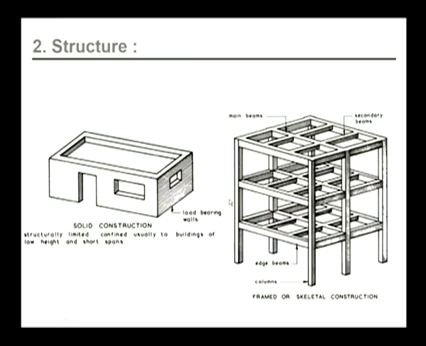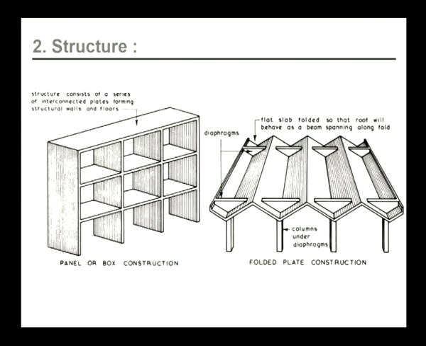This construction comprises main beams, secondary beams, edge beams, tie beams, etc. So it's basically a framework of beams and columns by which the load of the roof is brought down to the foundation. There are again two other types of construction. One is a panel or box construction and the other one is a folded plate construction.